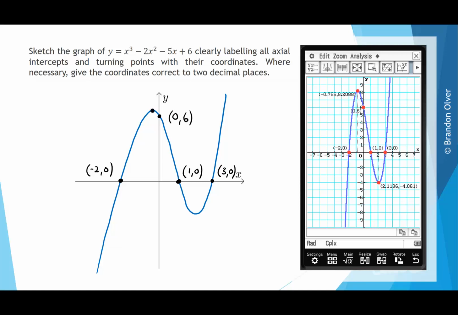The first turning point, the maximum, was to 2 decimal places, -0.79, 8.21. And the minimum turning point to 2 decimal places was 2.12, and the y value -4.06. So that is the graph of this cubic equation with all axial intercepts and turning points labelled with their coordinates.